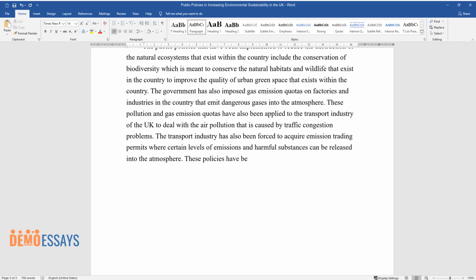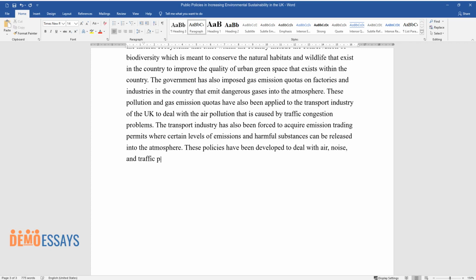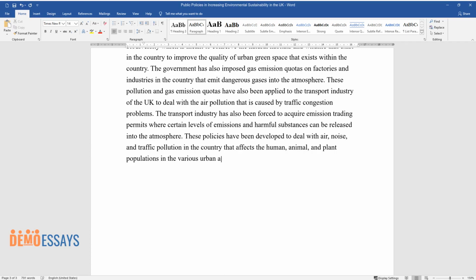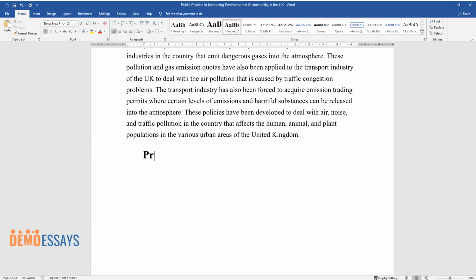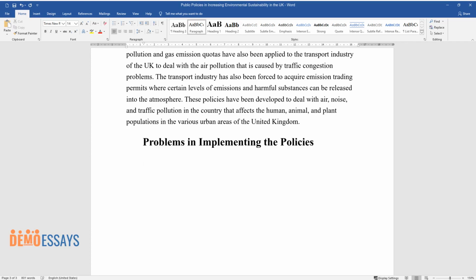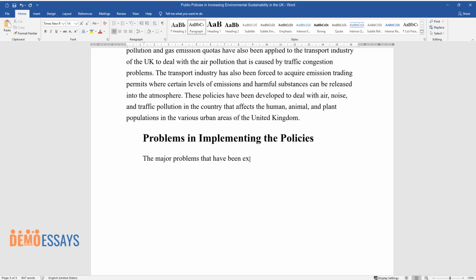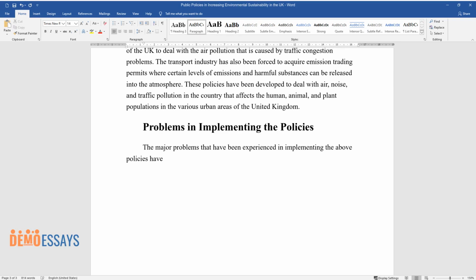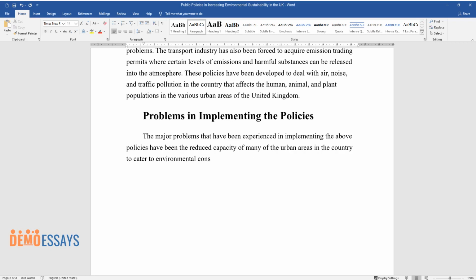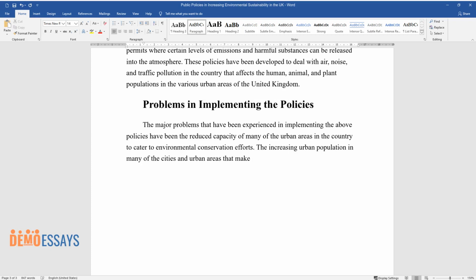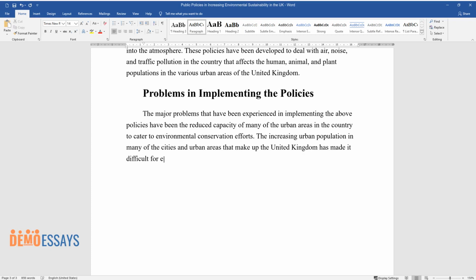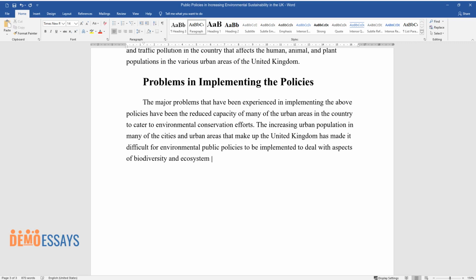These policies have been developed to deal with air, noise, and traffic pollution in the country that affects the human, animal, and plant populations in the various urban areas of the United Kingdom. Problems in implementing the policies. The major problems that have been experienced in implementing the above policies have been the reduced capacity of many of the urban areas in the country to cater to environmental conservation efforts. The increasing urban population in many of the cities and urban areas that make up the United Kingdom has made it difficult for environmental public policies to be implemented to deal with aspects of biodiversity and ecosystem conservation.